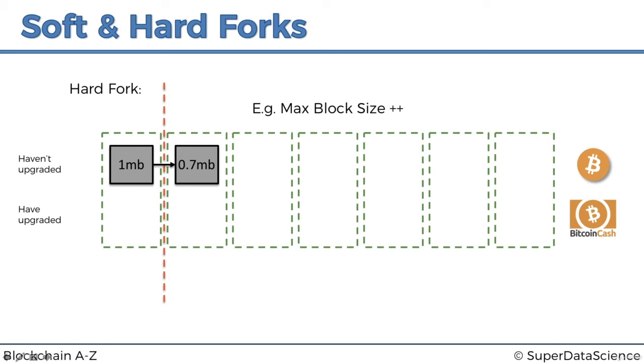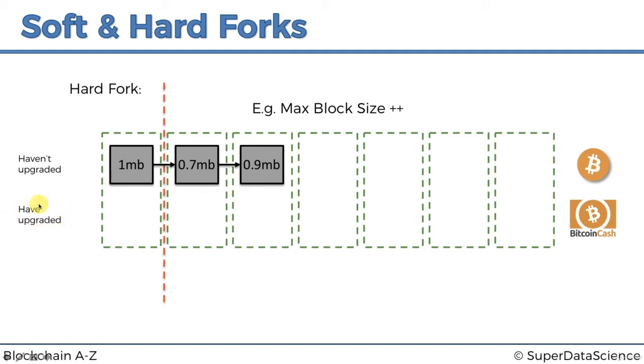Great. Then let's say the next block is also found by a miner in that group. Again, 0.9 megabyte. This block follows the rules of the Bitcoin network and the Bitcoin Cash network. It follows everybody's rules, so it's going to be accepted by everybody. Again, no conflict there.